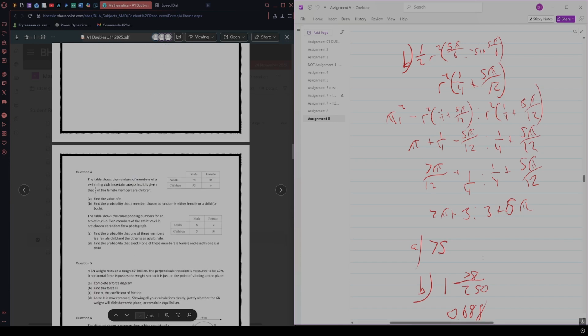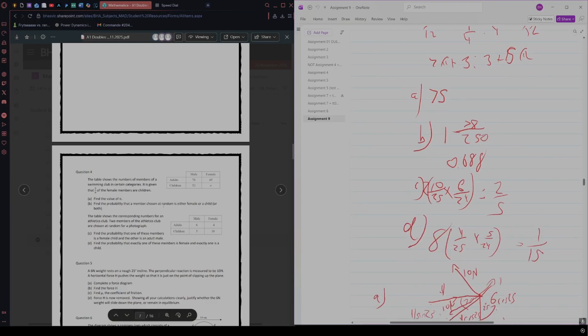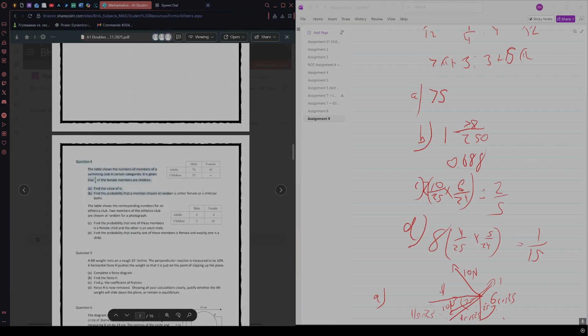Next question, you have probability, which is amazing. Find the value of n. You just said that because 5/8 are children, 45 is 3/8 of the total, and then solve. Then for part B, you find the probability that... because the only case where it's not this is when it's a male adult, so it's just 1 minus that. And you get 250 from just adding all the numbers. That's just the total.